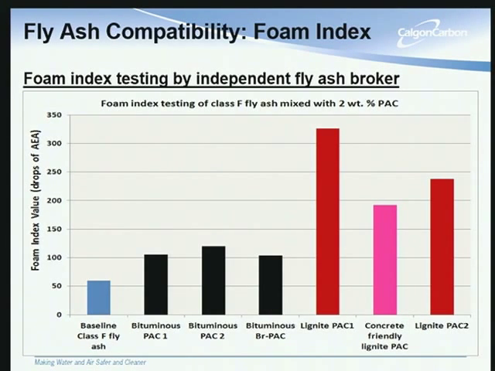So I want to move on to the next topic of fly ash compatibility. This is usually determined by a test called the foam index. Okay. Here we have an example where some foam index testing was done by an independent fly ash broker. We find that fly ash brokers are gradually catching on to the fact that bituminous-based carbons tend to be more concrete-friendly inherently. Baseline fly ash here has this baseline foam index number. The addition of bituminous-based packs, of course, increases the foam index number, but in comparison to the lignite samples that you see here, even one deemed to be concrete-friendly, it requires far less air entrainment additive.